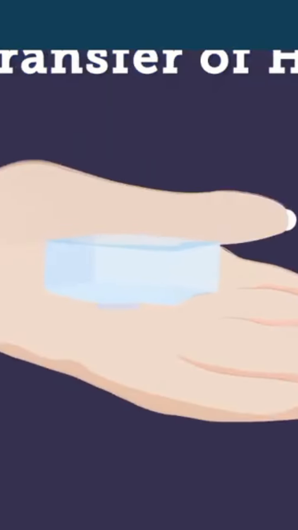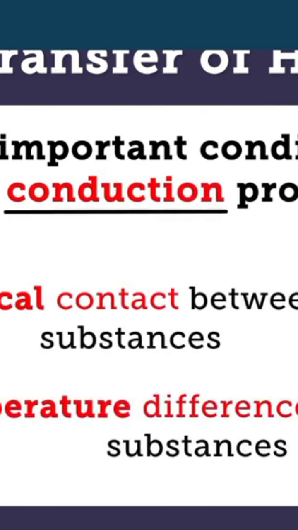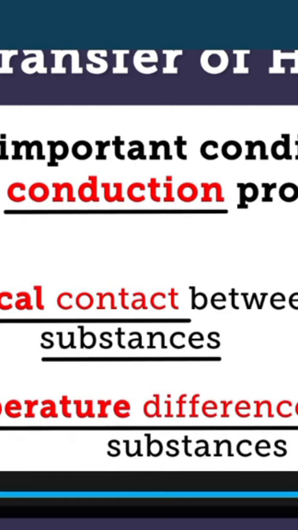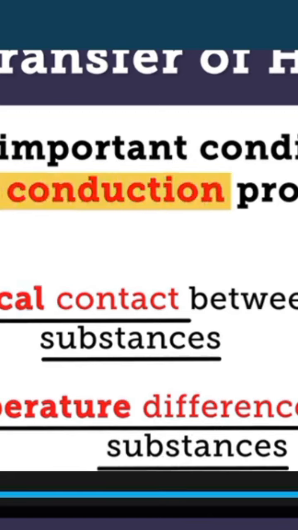When you hold an ice cube in your hand, it starts melting. That is because the heat from your hand gets transferred to the ice cube. It is important to note that for conduction to take place, the two substances should come in contact with each other. Also, the difference in the temperature between the two objects is necessary for conduction to occur.